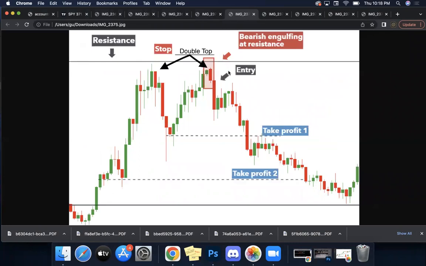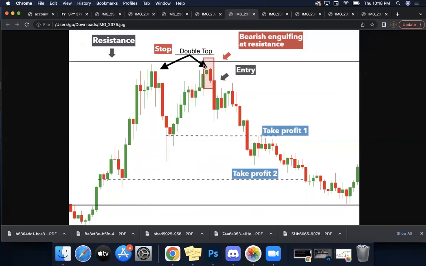All right. So here they're giving us an example. I added some things to this chart, like these arrows and the double top. That wasn't on this chart. I found this online and I edited it a little bit. So what do we see here? Right here is the bearish engulfing.